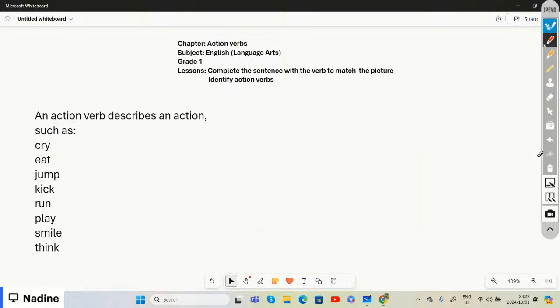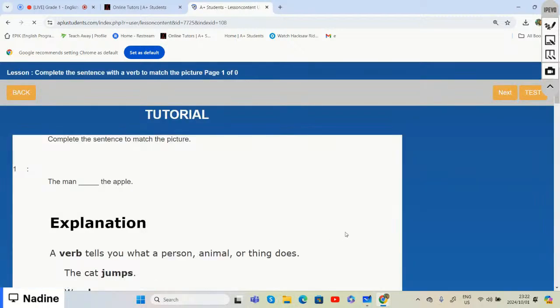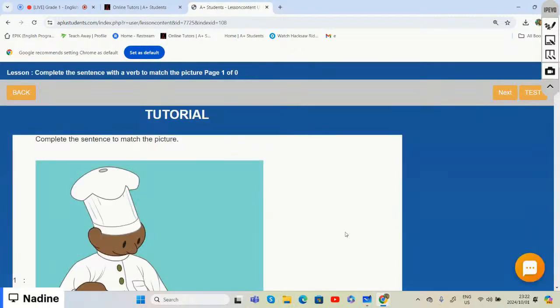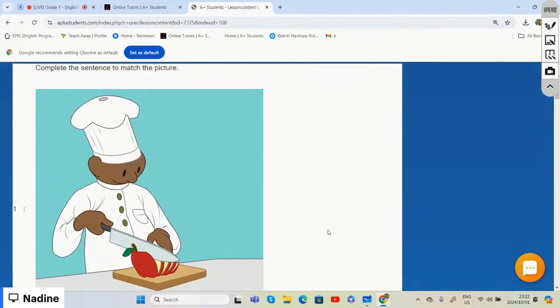So now we're going to a+students.ca, and we're going to complete the sentence with the verb to match the picture. So we're going to look at the picture, and then we're going to identify the verb. So complete the sentence to match the picture.